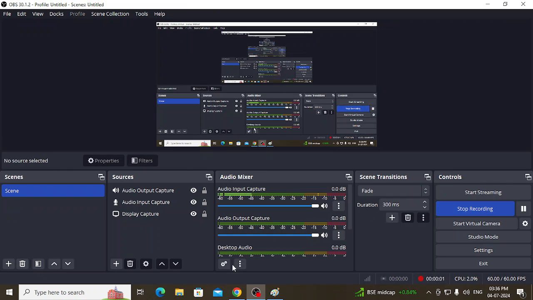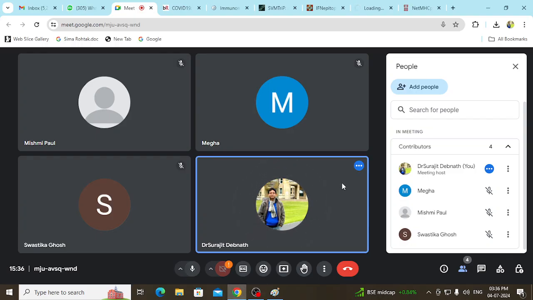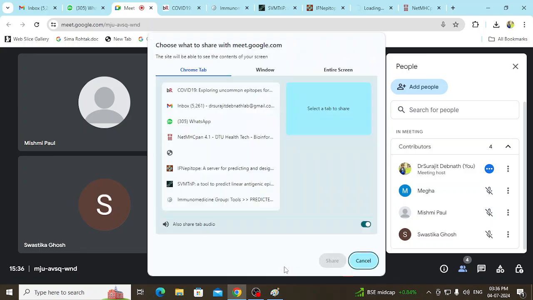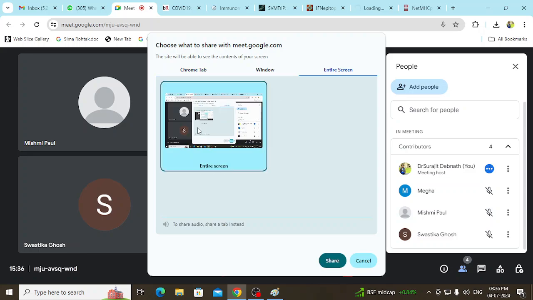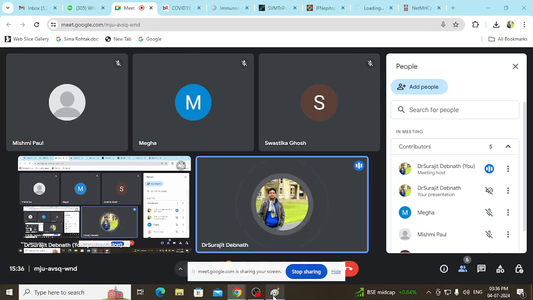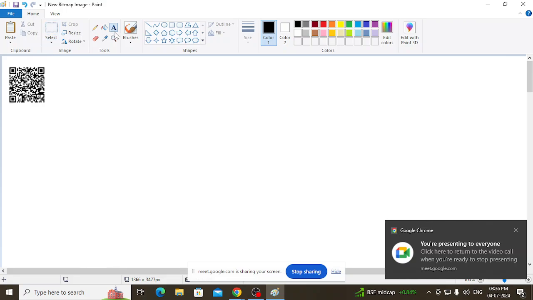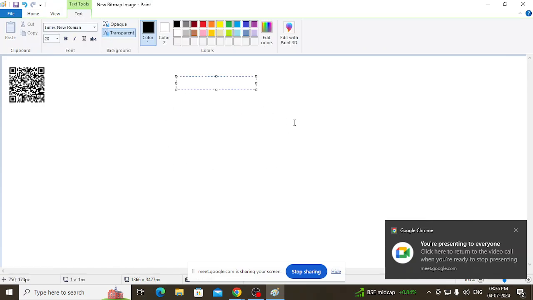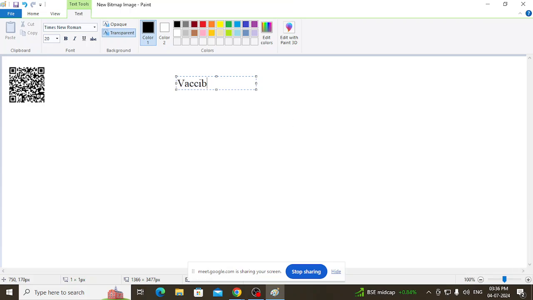Okay, so what we'll do is we'll share the screen and we'll start the process of learning that we essentially call reverse vaccinology. Okay, so the ultimate goal is to understand vaccine design, delivery and all such things.